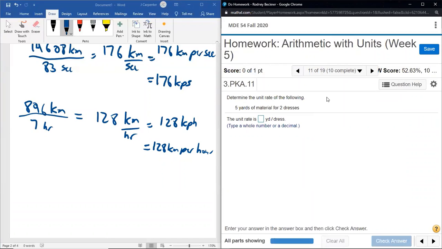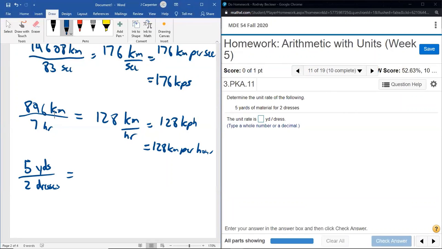5 yards of material for 2 dresses. So we're working on the outfits for this week's play or this month's play, whatever. 5 yards of material. You can write material if you want, but yards is good enough. And with that 5 yards of material, we need to make 2 dresses. So you go, all right, well, how much material does that mean we have to use on each dress? Because maybe you use 3 yards of material in one dress and you go, well, if they're the same size, do I have enough to make the other? Maybe I need to use less material in the first one.